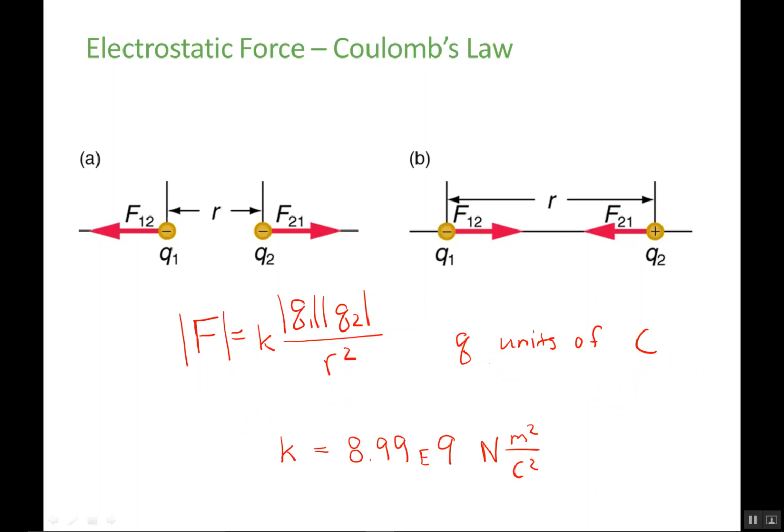In the SI system of units and measurements, electric charges Q have units of coulombs, and 1 coulomb is a tremendous amount of charge. So in most problem-solving situations, you'll be dealing with fractions of coulombs, microcoulombs or nanocoulombs of charge. K, the electric constant in this equation, is a very big number. It's 8.99 times 10 to the 9th newton meters squared divided by coulombs squared.